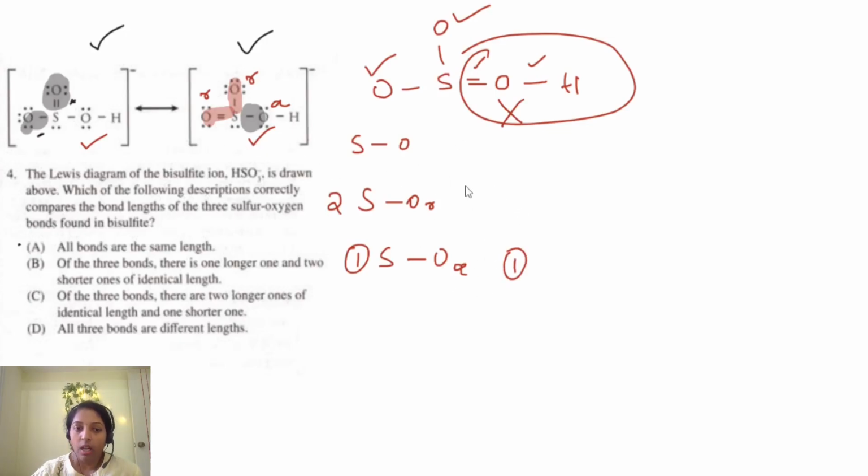What about this SO? Here it's resonating, so you can easily apply the formula: 3 bonds over 2 distributing atoms. So 1.5. Higher bond order means stronger attraction, so the bond length will be lower. So there are two SO bonds with lower bond length and one with larger bond length. You can choose the option like that. Of the 3 bonds, there is 1 longer and 2 shorter ones that are identical. So option B will be the correct one.